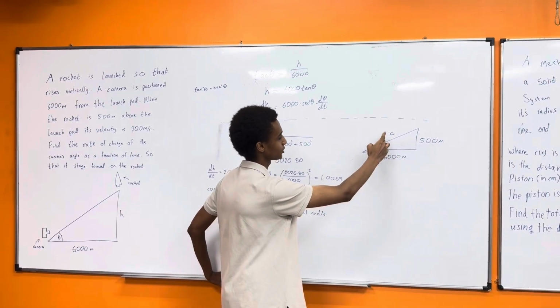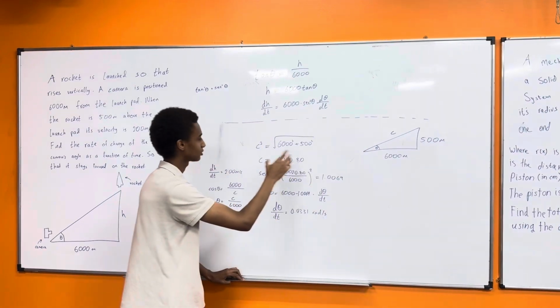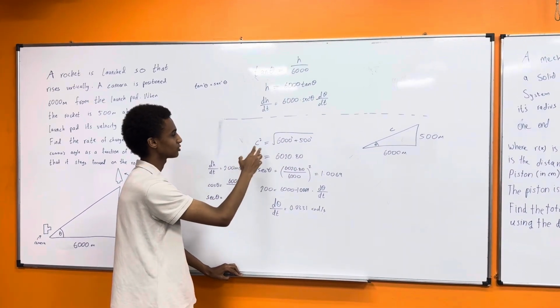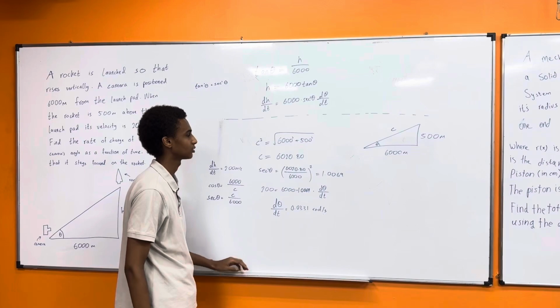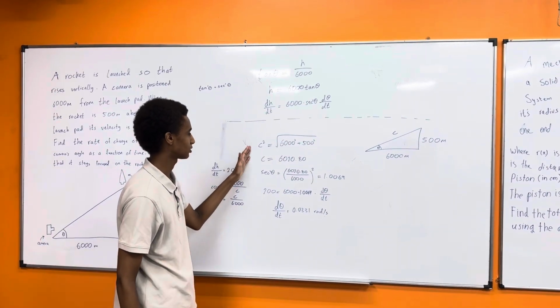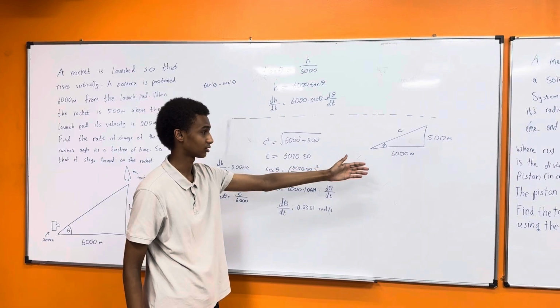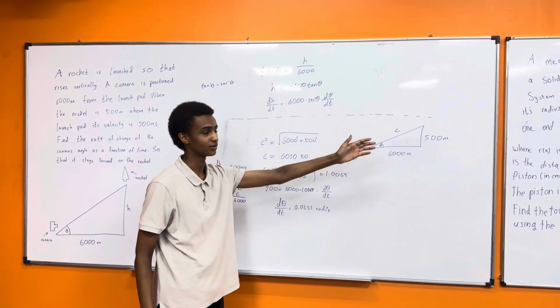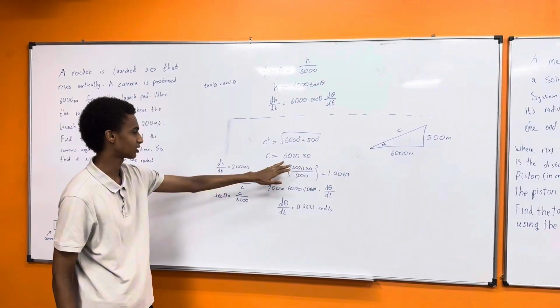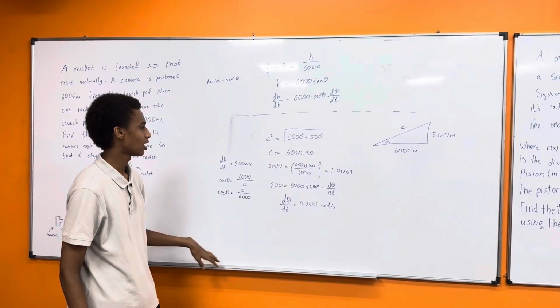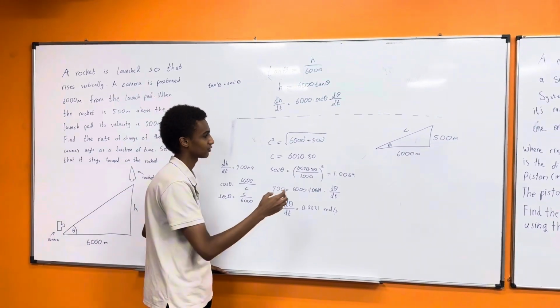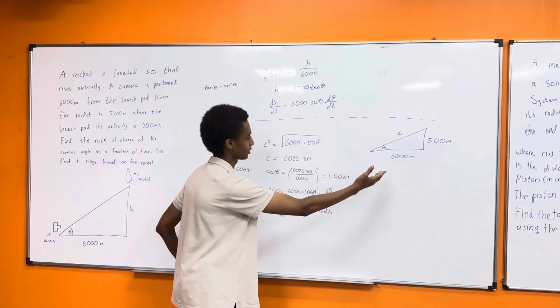So here we have the hypotenuse as c. In order to get c, we need to use Pythagoras' theorem. So c equals the square root of 6,000 squared plus 500 squared. And we get the value of c. You can also get the value of secant theta from this diagram.